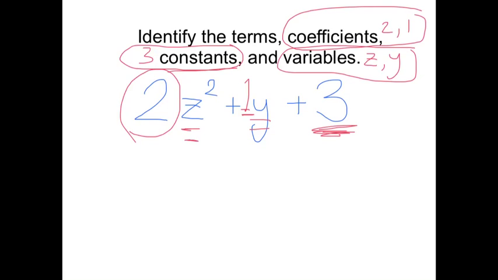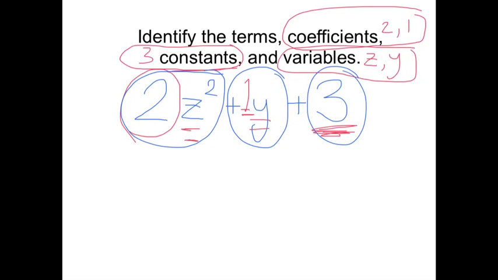Finally, what are the terms? The terms are the parts of the algebraic expression. So here is one term, here is the second term, here is the third term.